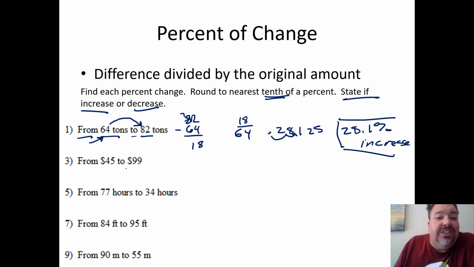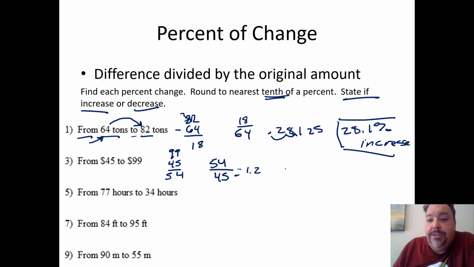From $45 to $99. Again, we're going to take the difference. It's always going to be the bigger number minus the smaller number. So here we got 45, 99, 99 minus 45. That gives 4 here, and that gives a 5 here. So we got 54. What are we going to divide by? Again, it's always the original. So here we're taking 54 divided by 45. Now this one's going to be bigger than 1, so our answer is going to be bigger than 100%, which is fine. So that's going to give us 1.2.